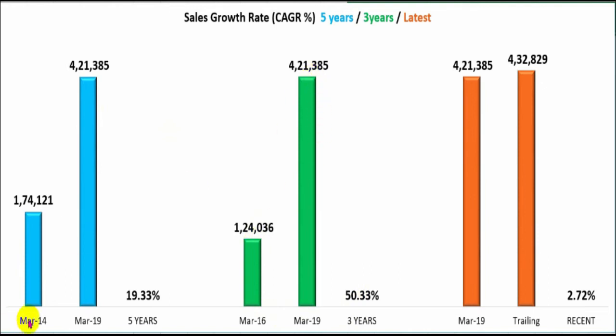In 16 to 19, the growth rate was 50% in the recent 3 years, from 1,24,000 to 4,21,000. But when we look at from 14 to 16, we see a drop in the sales. But then again, it has picked up in March 19. Whereas in the recent 12 months, we see a slight growth of around 2.72% from March 19.